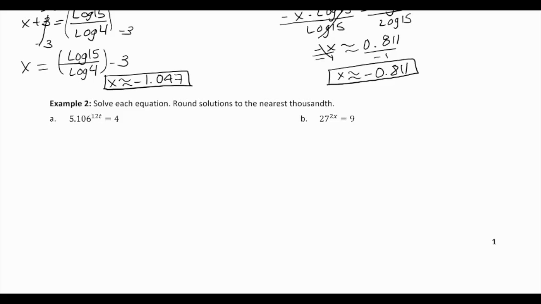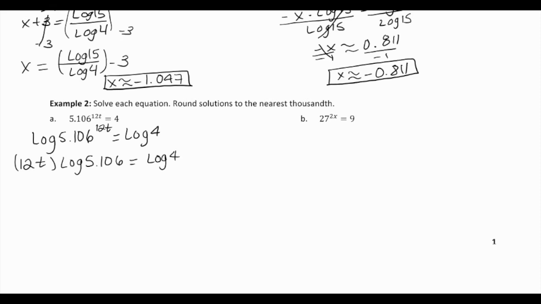For example 2, our exponential expression is isolated. So let's go ahead and take the log on both sides. We apply the power property of logs. So that's going to give me 12t times the log of 5.106 equals the log of 4.